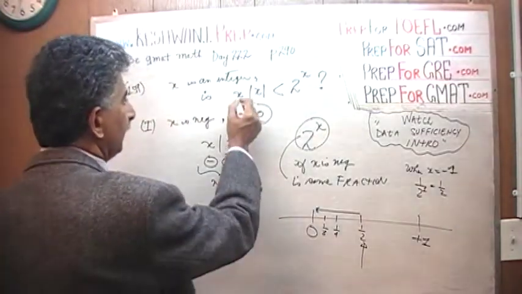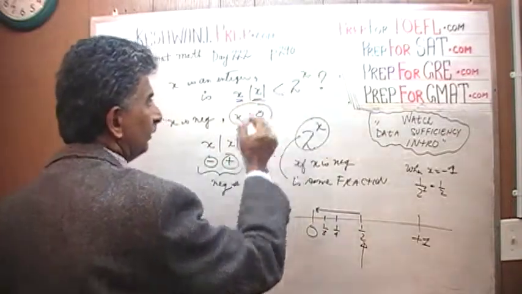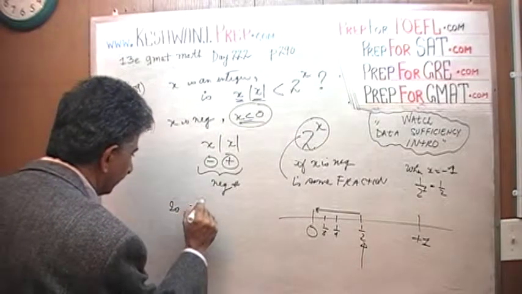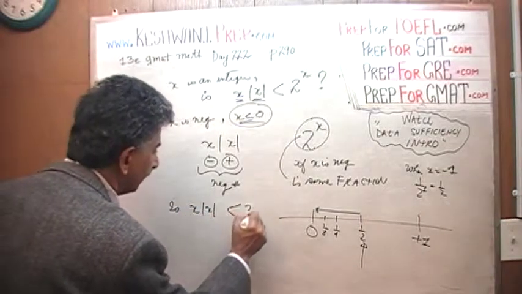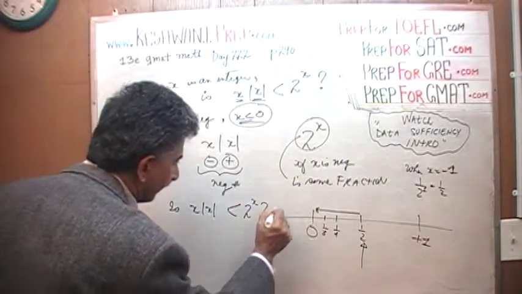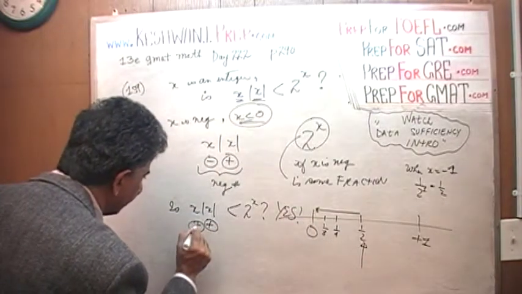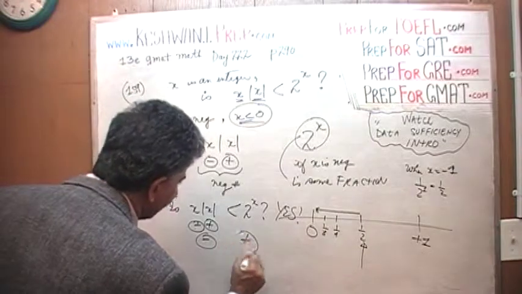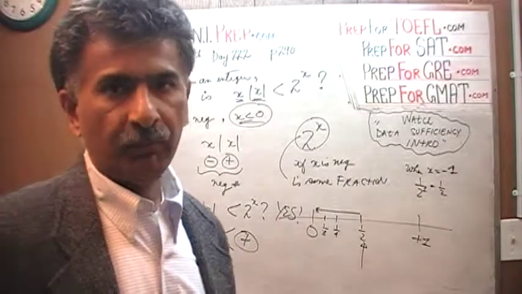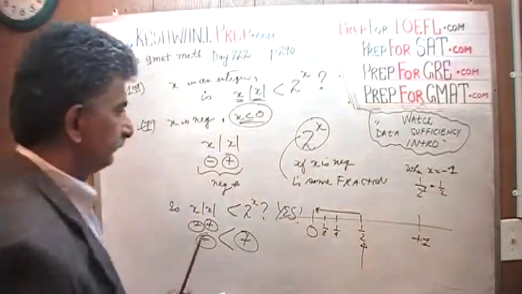The question was, is this quantity x times absolute value of x less than 2 raised to x? The answer is yes, because this is negative, negative times positive is negative, whereas this is always positive. Whatever this quantity is, a positive quantity is always going to be more than a negative quantity, obviously. So the first statement does the job. The first statement is enough.